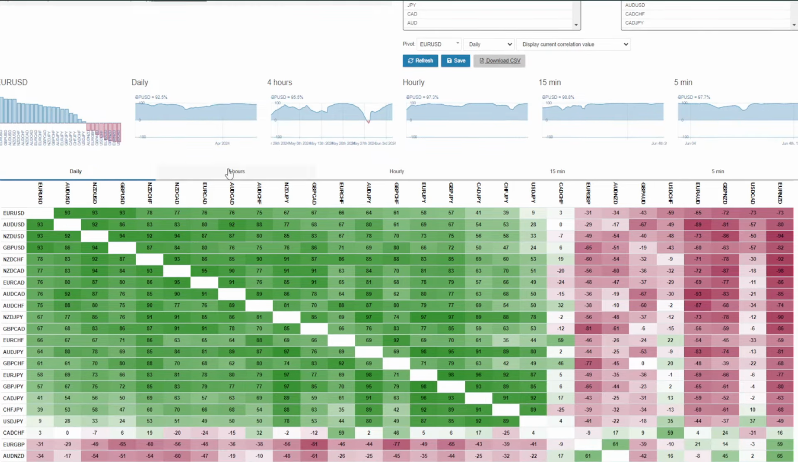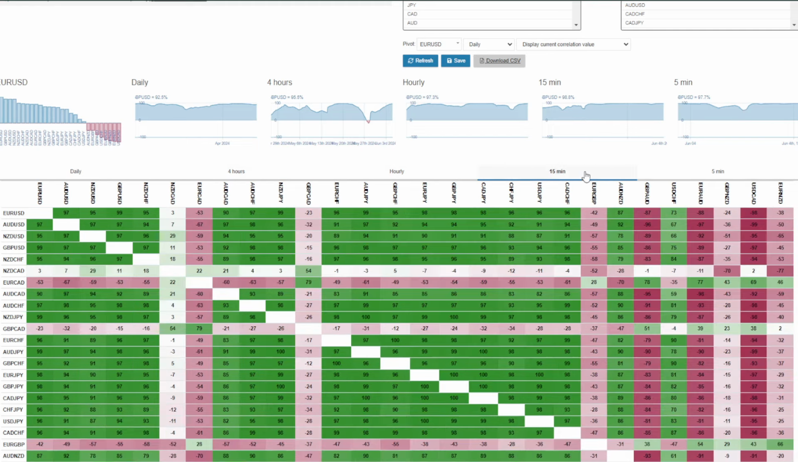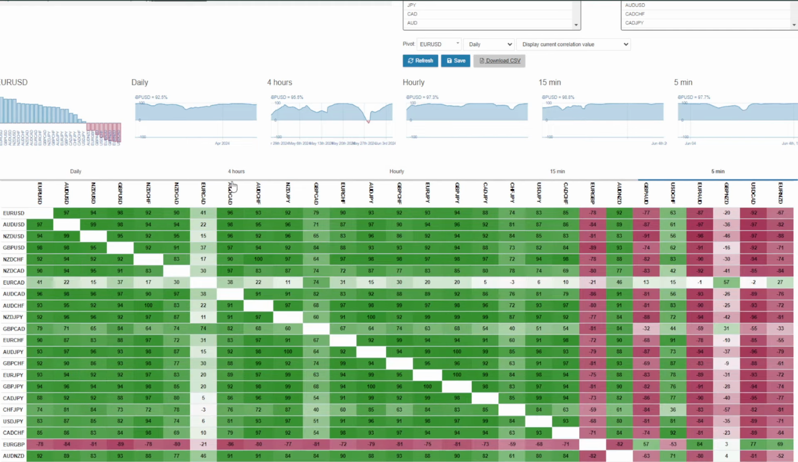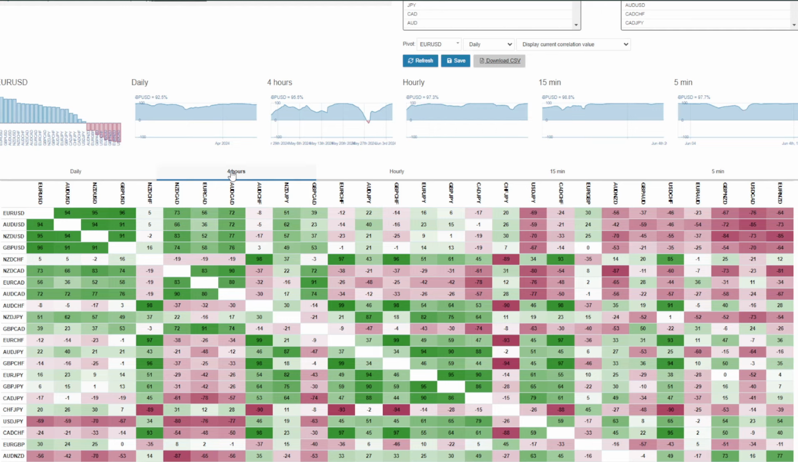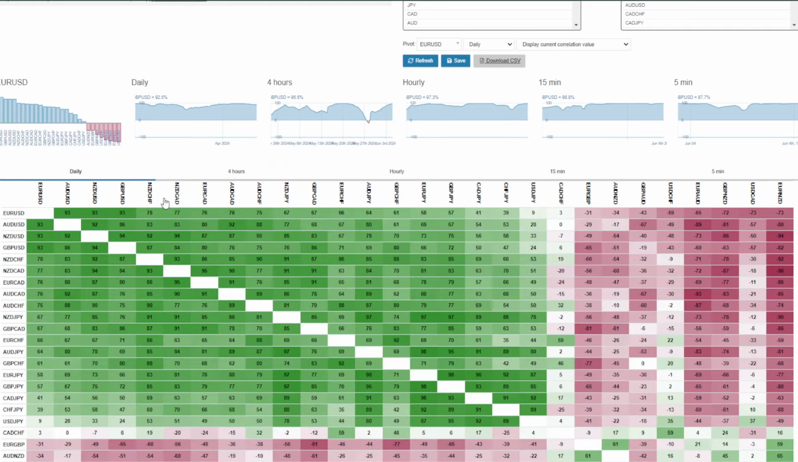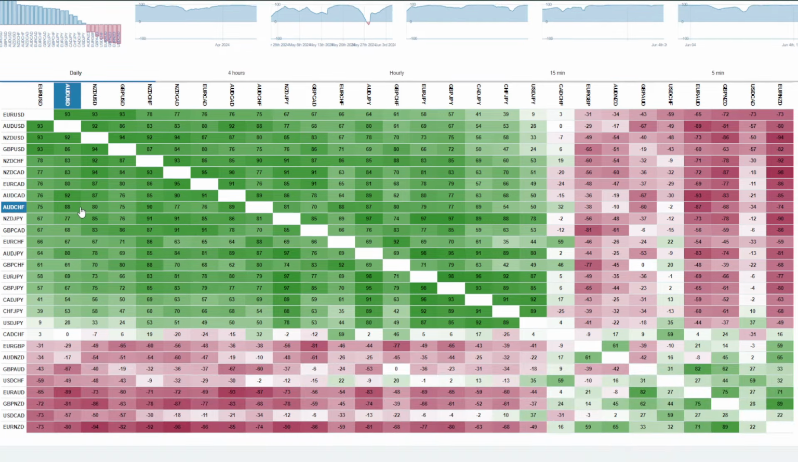Now, you've got daily, 4 hour, hourly, 50 minute, 5 minutes. So sometimes, for example, they might move together on a lower time frame, but opposite on the higher time frame. That's something you see. If we just look at the daily, you can go ahead and check out this website yourself. I don't need to spend too long on this one, guys, but it's just a good way to look at the correlation.